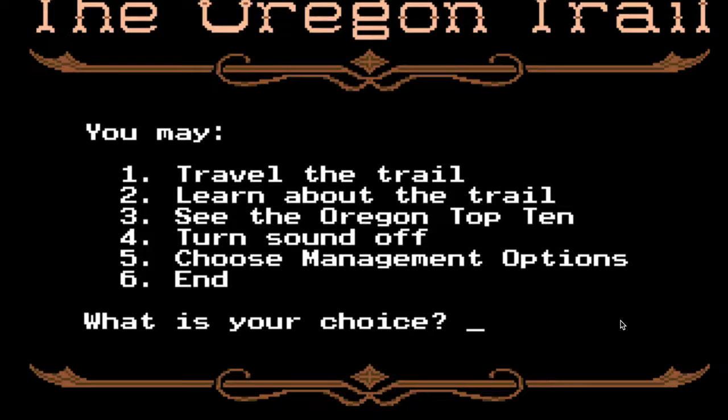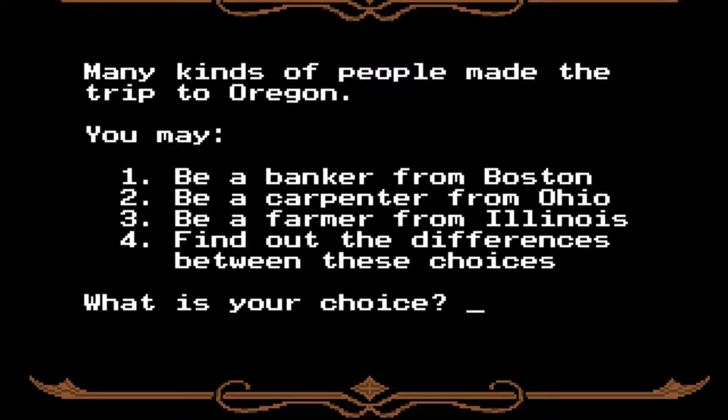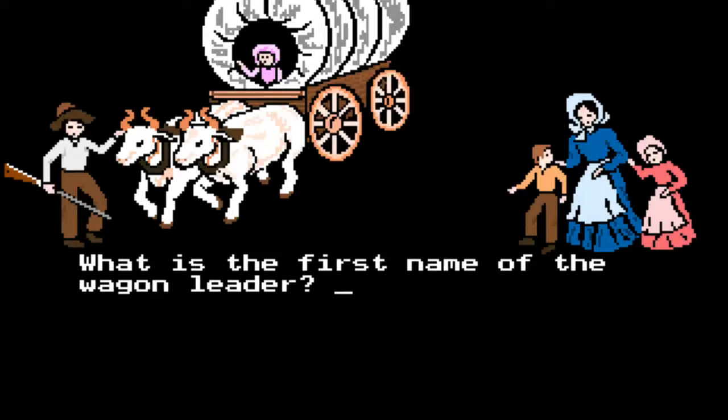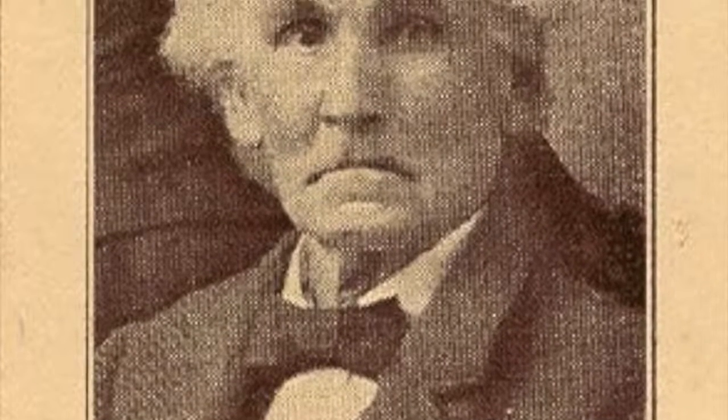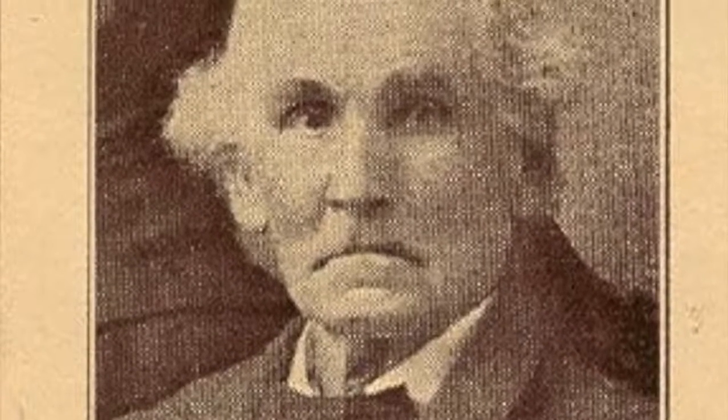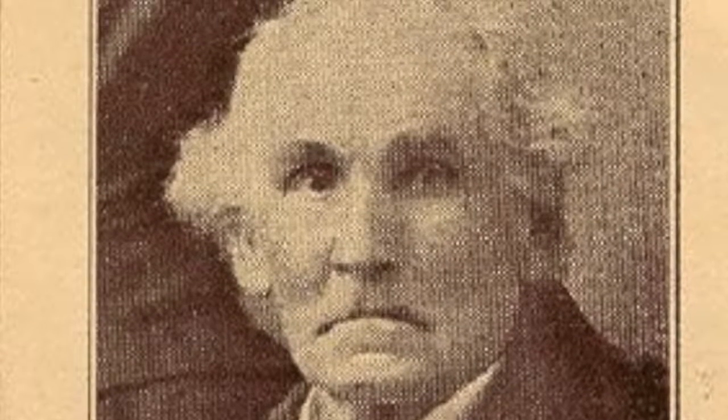In the game, you start your adventure by choosing one of 3 occupations. You can be a banker from Boston, a farmer from Illinois, or a carpenter from Ohio. Your choice sets the difficulty level for the game, with banker being the easiest and farmer being the hardest. In reality, the type of people crossing the trail was much more varied. One pioneer named Ralph C. Gear left a wonderfully detailed account of just how many careers could be found in a single wagon train heading west.